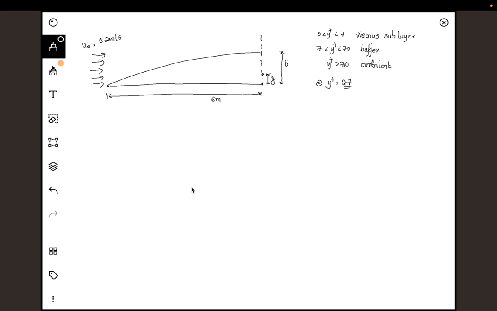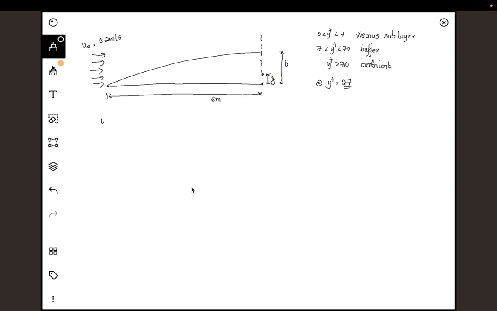Or you can just neglect that transition is happening, put that to be 0, assume the entire thing to be turbulent, and use the correlation that was given in the last problem. But before that, the first part of the question asks you to find the physical location y at which you have to place the sensor. So how do we get that?